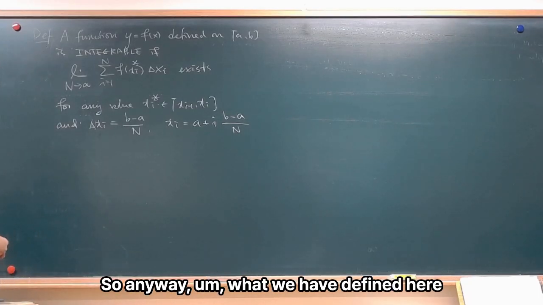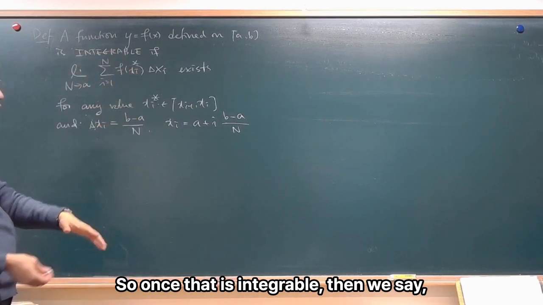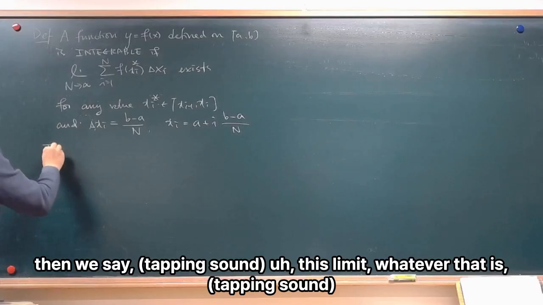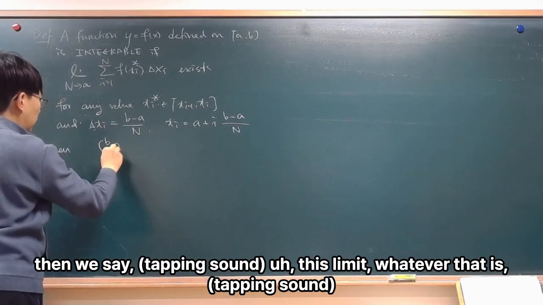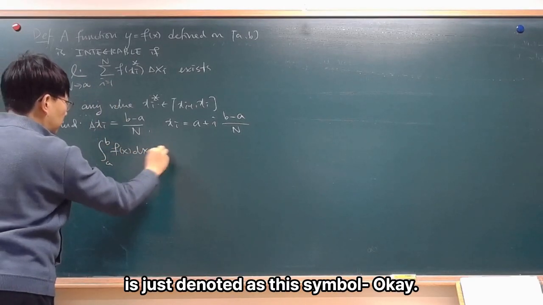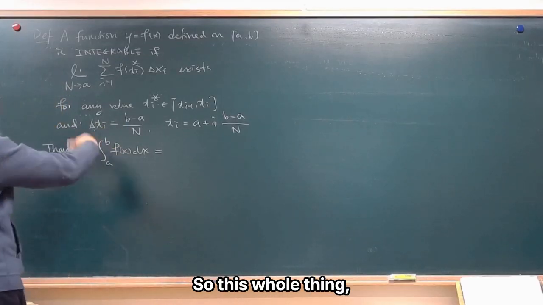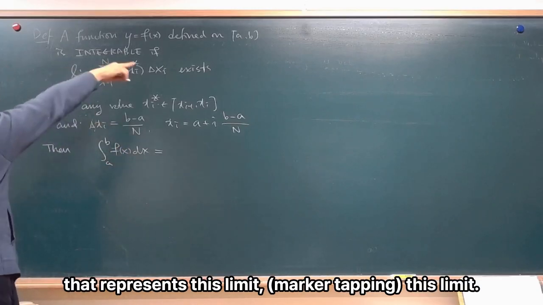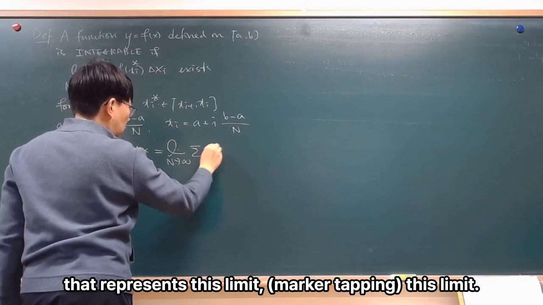So anyway, what we have defined here is the integrability of a function over an interval. Once that is integrable, then we say this limit, whatever that is, is just denoted as this symbol. So this whole thing, the integral from a to b of f of x dx, is one thing that represents this limit.